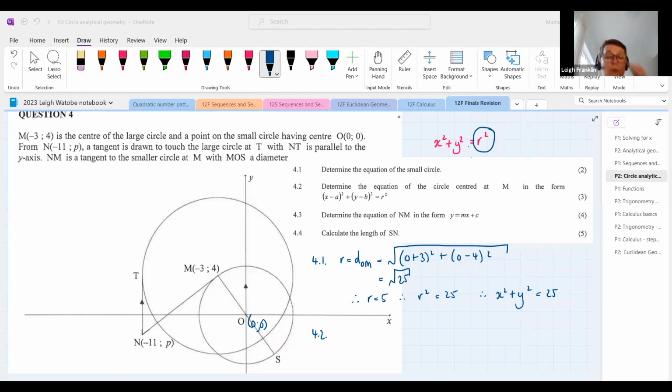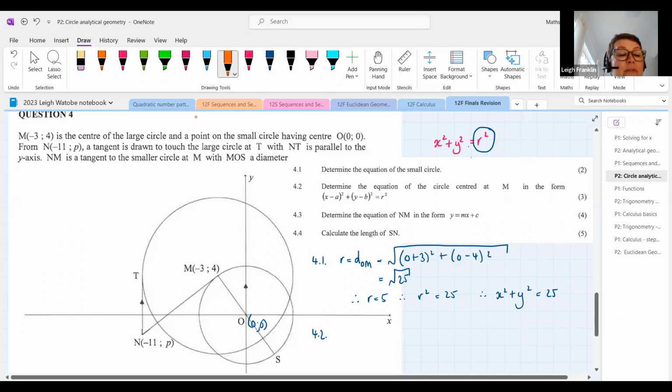Thank you so much. Okay, now you guys are going to be like, oh, really, is that it? But this is the way that you would do it. Okay, can you see over here? They've told you that NT is parallel to the y-axis. So if I draw a line from M through to T, that would be a radius, wouldn't it? Do you agree? Because remember, this is the center of the bigger circle. Is everybody happy with that?